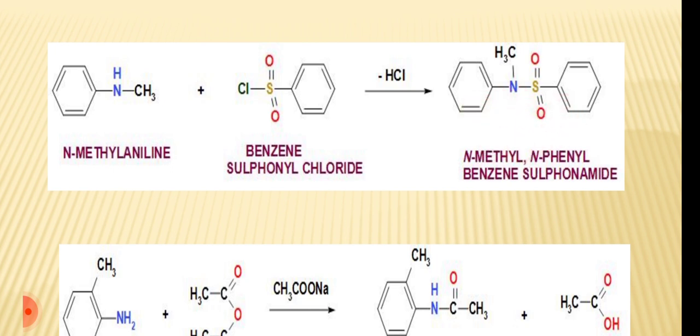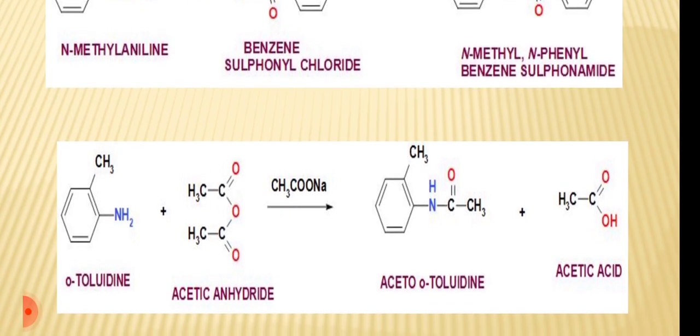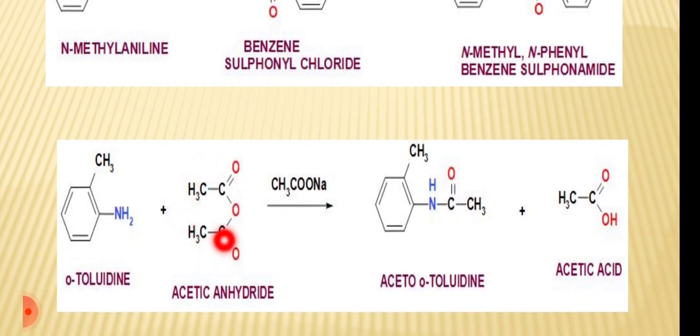Dear students, generally the acylation reaction takes place by use of an acylating agent like acetic anhydride. For example, orthotoluidine reacts with acetic anhydride, whereby this amino group attacks this carbonyl carbon to bring about the nucleophilic acyl substitution reaction. The product obtained is N-acetyl orthotoluidine with release of an acetic acid molecule. The reaction takes place in presence of sodium acetate.